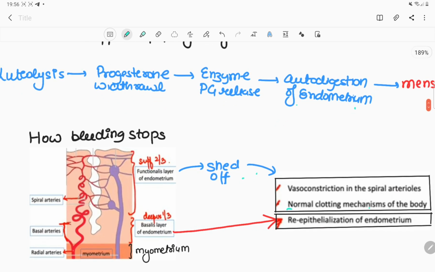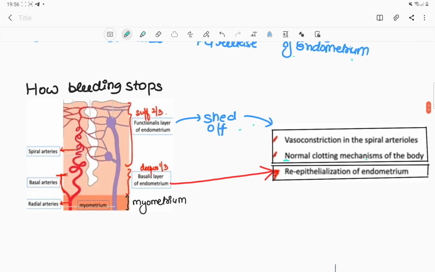But what are the mechanisms? How does the bleeding stop? Okay, let's try to understand this via the picture. As you can see, the endometrium is divided into two parts. The superficial two-thirds is the functionalis layer of the endometrium supplied by spiral arteries, and the deeper one-third is the basalis layer of the endometrium supplied by basal arteries. When the functionalis layer of the endometrium sheds off, this will lead to vasoconstriction in the spiral arterioles, and the normal clotting mechanism at the level of the endometrium will start. And the basalis layer of the endometrium will regenerate, and these three mechanisms lead to stoppage of bleeding.